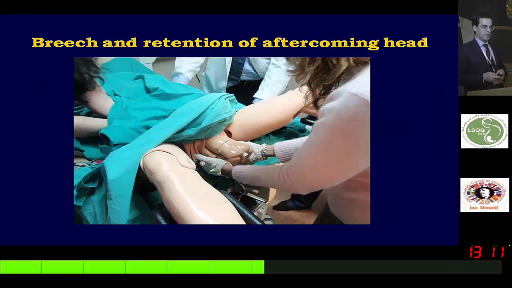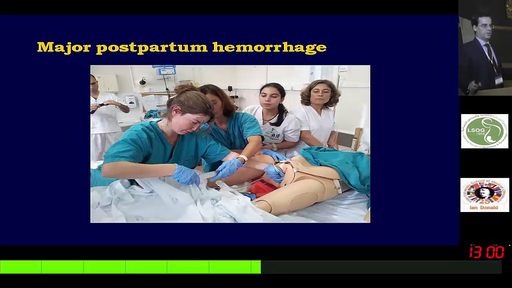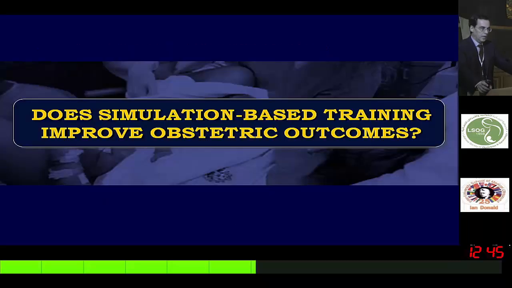Breech and retention of the aftercoming head, that's a situation that's very rare and that's useful to practice. And a major part of the conversation that I talked about this morning, it's very useful to have all the aspects of good communication, all the aspects of teamwork trained in a simulation scenario involving the whole operating room team. There are other situations you can practice on simulators, but these are the ones that are mostly used in the majority of the courses that have been developed in Europe and in the United States for obstetric emergencies.